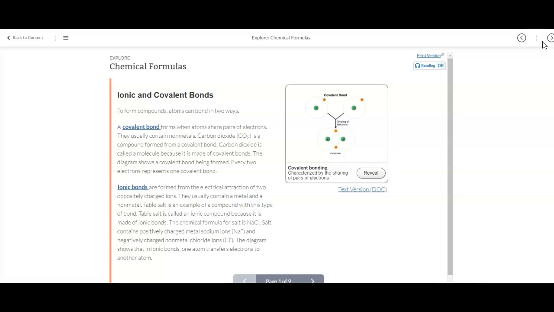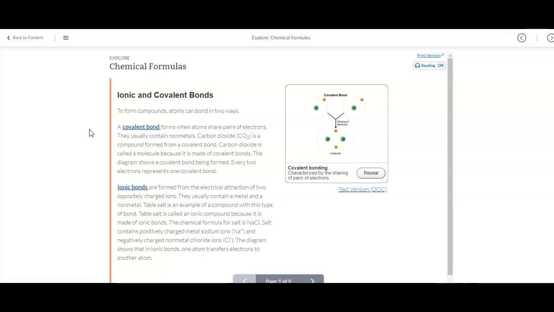Ionic and covalent bonds. To form compounds, atoms can bond in two ways. A covalent bond forms when atoms share pairs of electrons. They usually contain nonmetals. Carbon dioxide is a compound formed from a covalent bond. So you have a lot of stuff right off the bat that you can put in your notes. Talking about a covalent bond, we know they share electrons and contain nonmetals, so that's important to know. And an example is carbon dioxide.